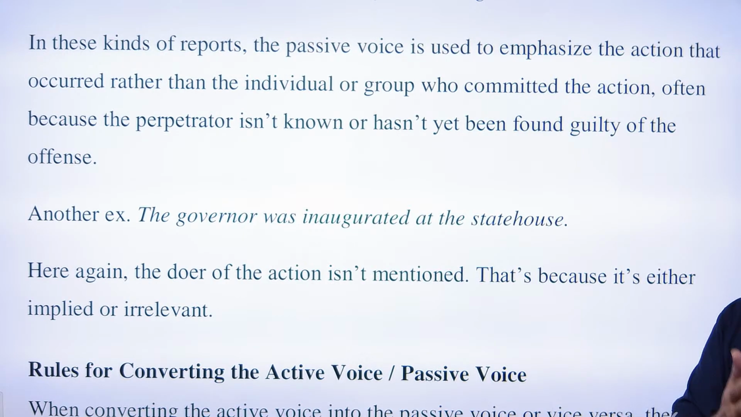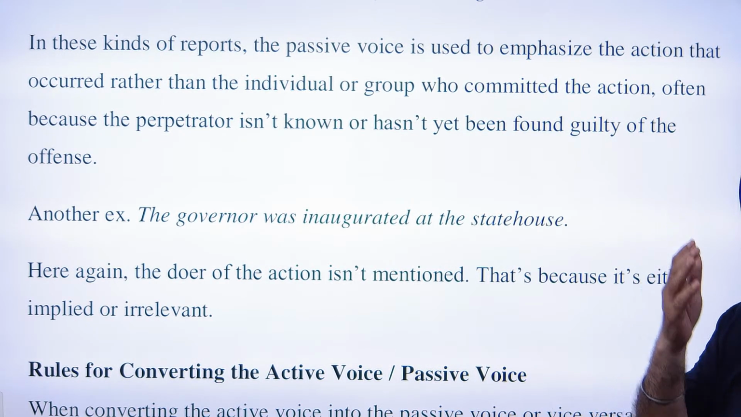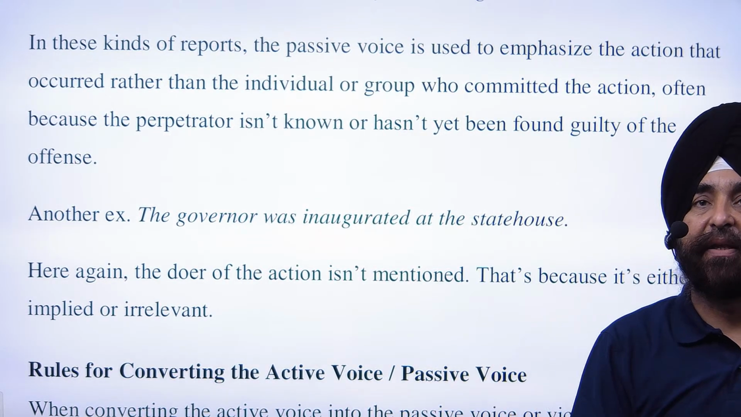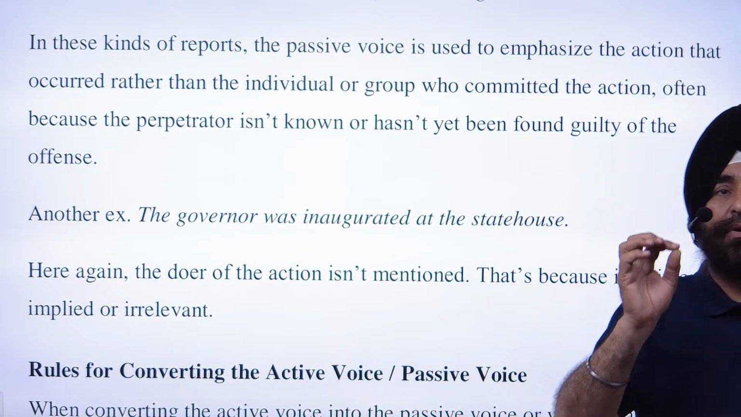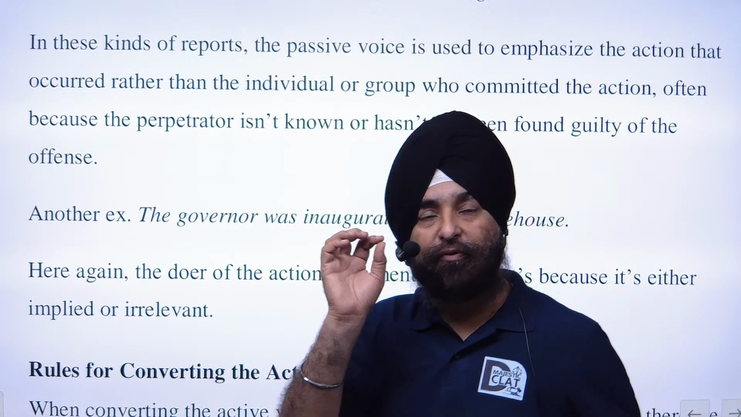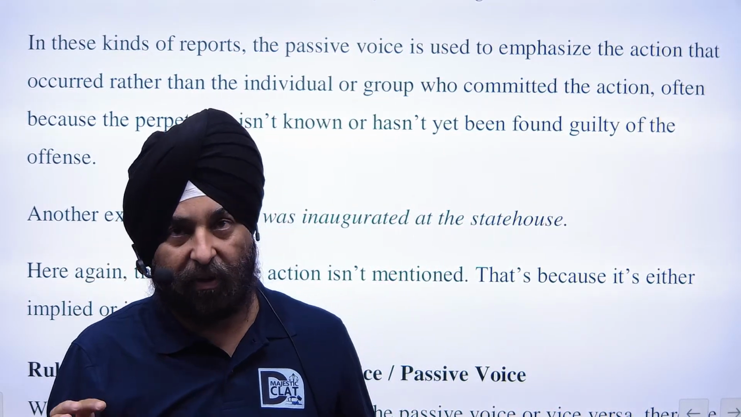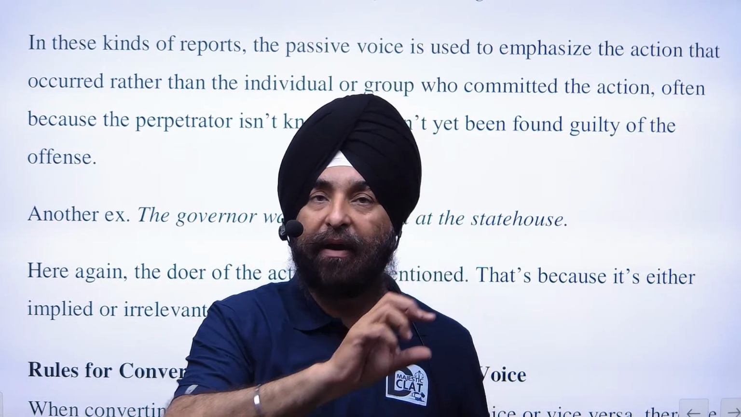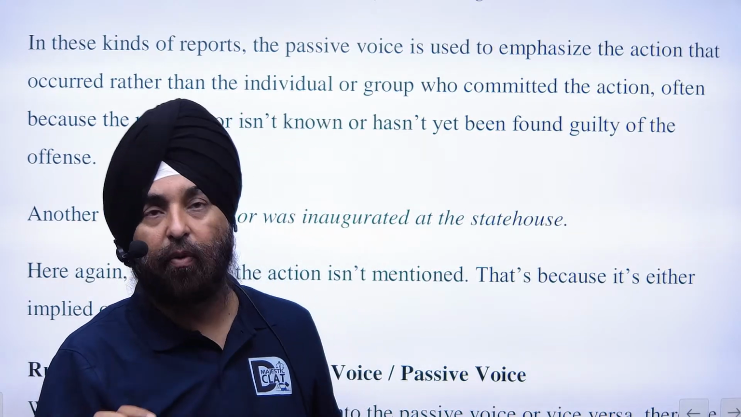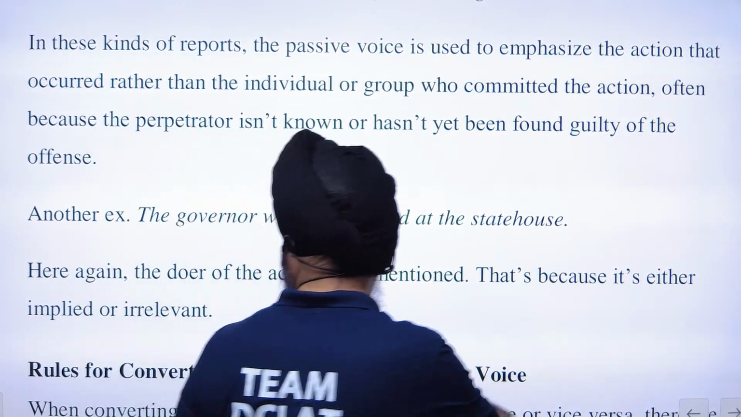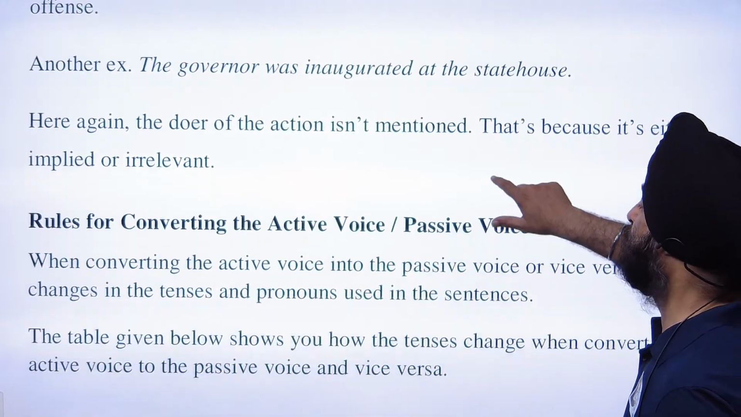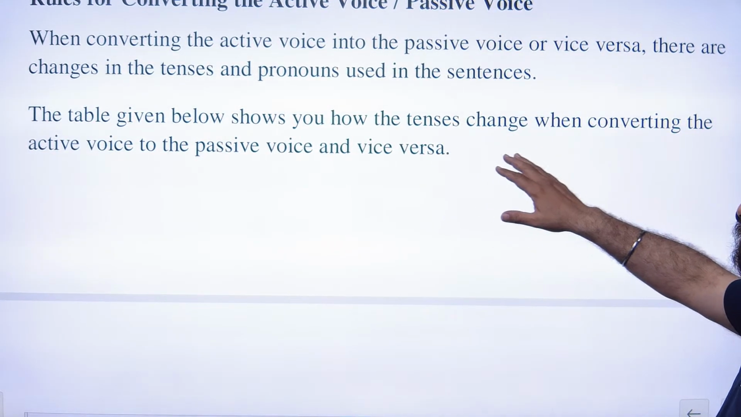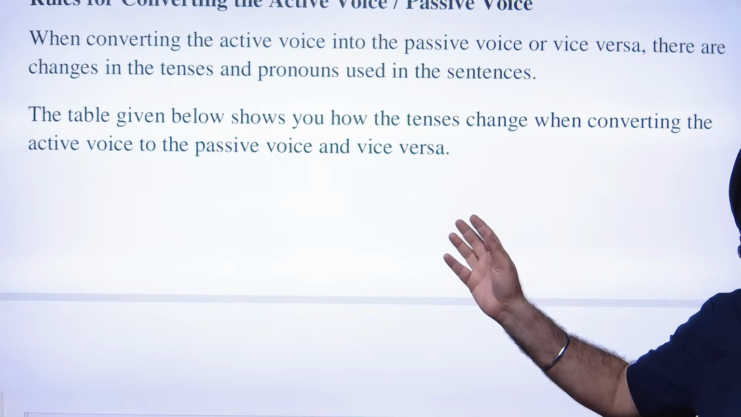Okay, so the governor was inaugurated at the State House. So whenever we have such situations where certain things don't matter, or you can say they are irrelevant, or you can say that they are implied, we make use of passive voice. And whenever we have to make a clear and direct statement, in such a scenario, active voice is used. Okay. Now, there are certain rules for converting active voice and passive voice, when converting the active voice into the passive voice or vice versa.